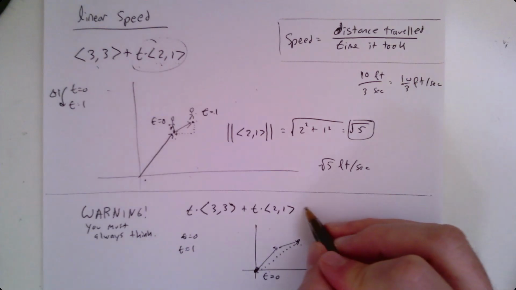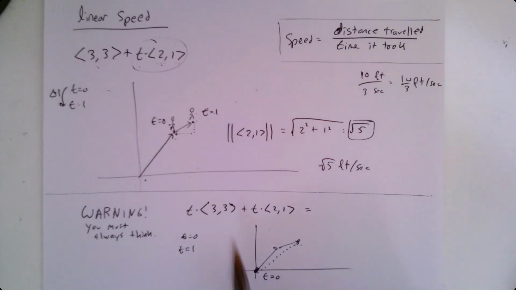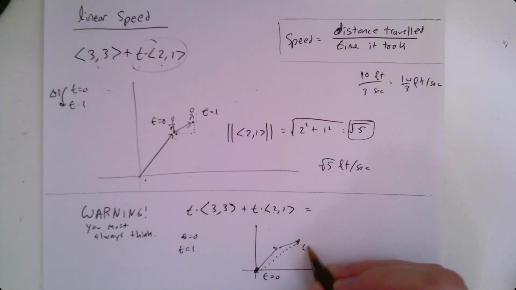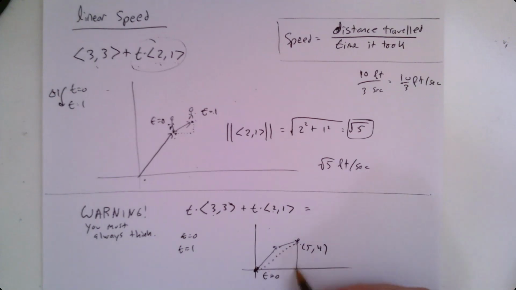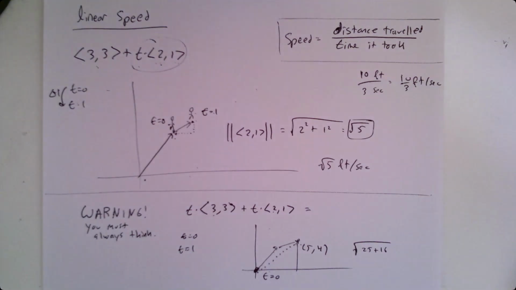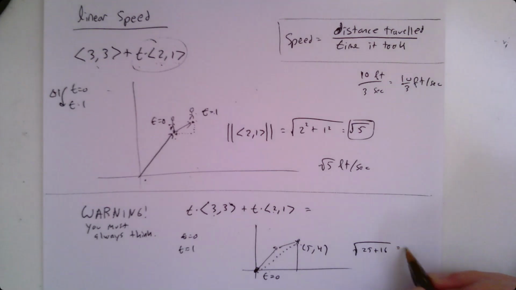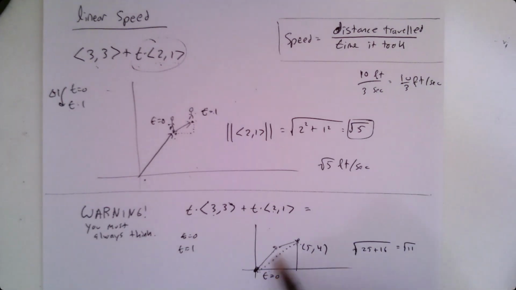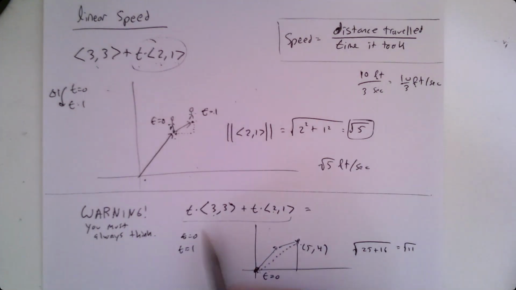So in this case, you could think about your ending position. 3 plus 2 is 5. 3 plus 1 is 4. So here, the length of that hypotenuse would be 5 squared is 25, 4 squared is 16, which is root 41. That is the total distance. You could see that if I was going to add these together.